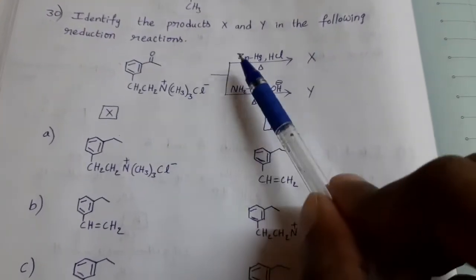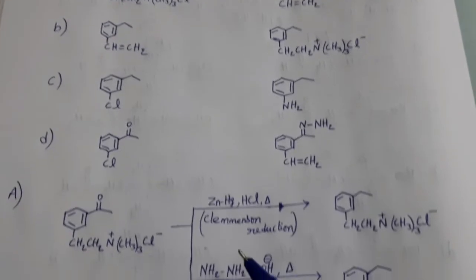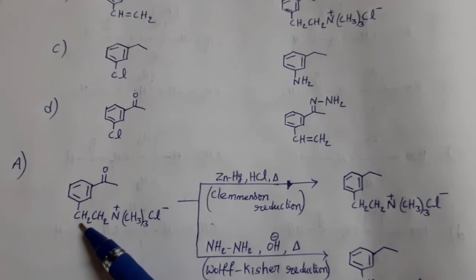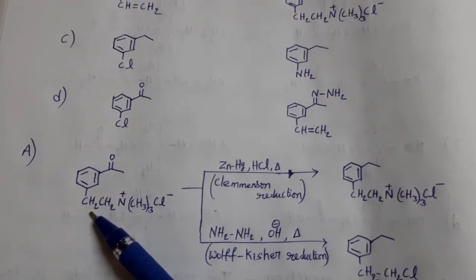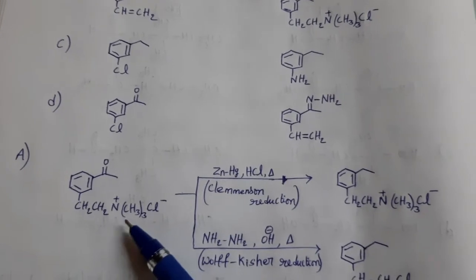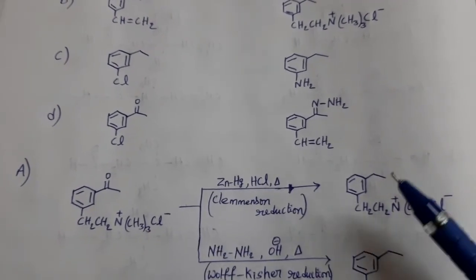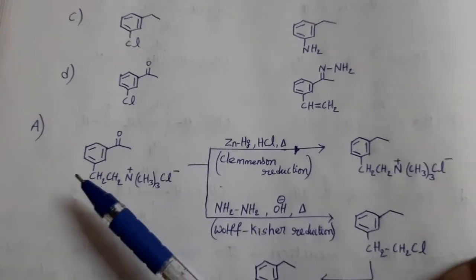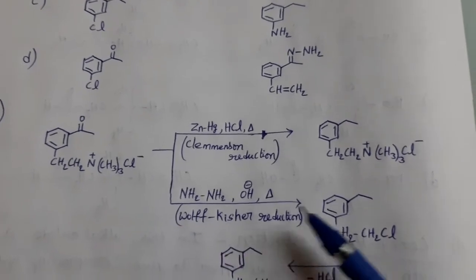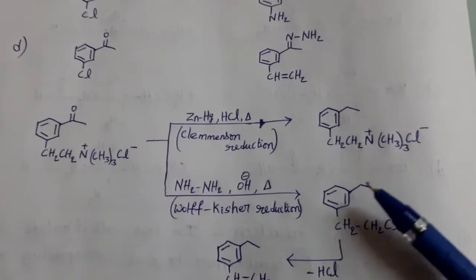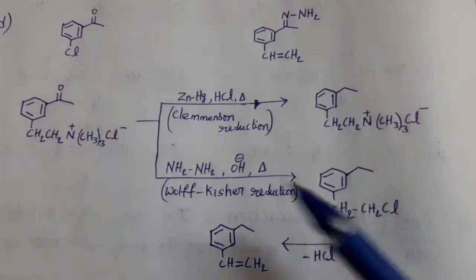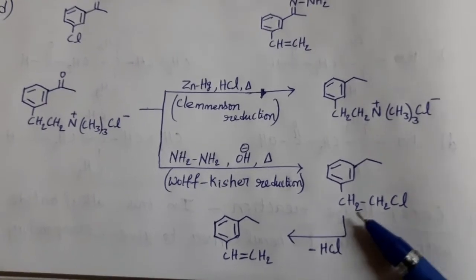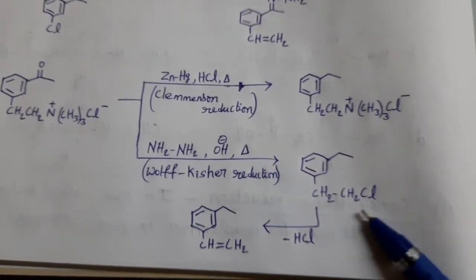Here, when this compound is treated with zinc amalgam and HCl, Clemmensen reduction, the C double bond O group is converted to CH2, but at the meta position an alkyl ammonium chloride chain is there. This chain remains intact. There is no change when this compound undergoes Clemmensen reduction. The same compound undergoing Wolff-Kishner reduction, the C double bond O group is converted to CH2 and this alkyl ammonium chloride salt is converted to CH2Cl. It is an alkyl halide.